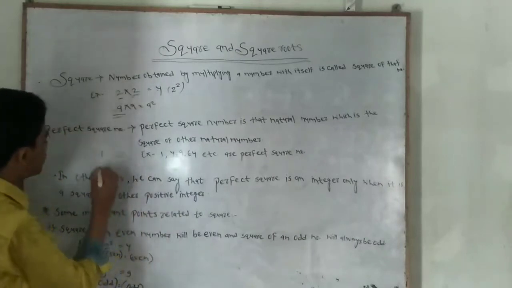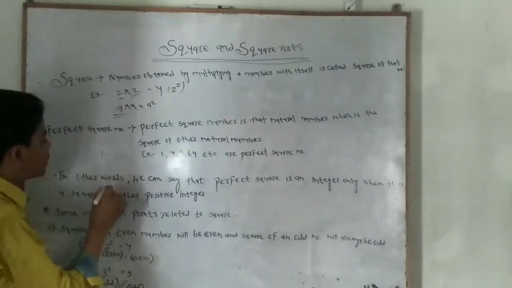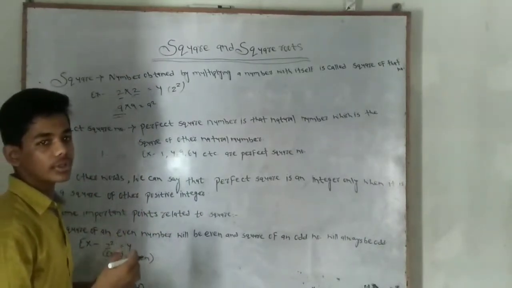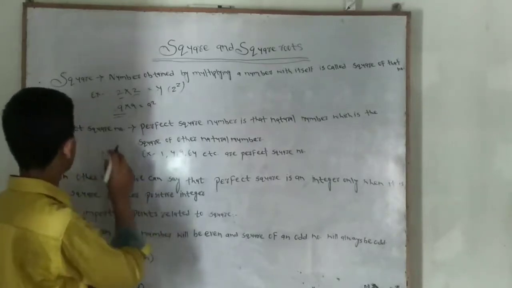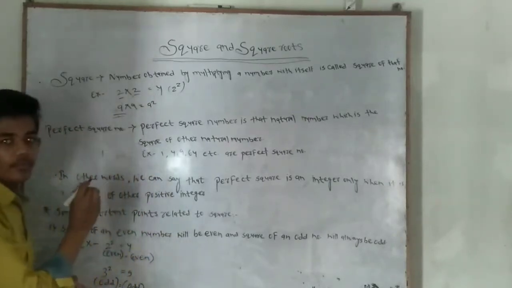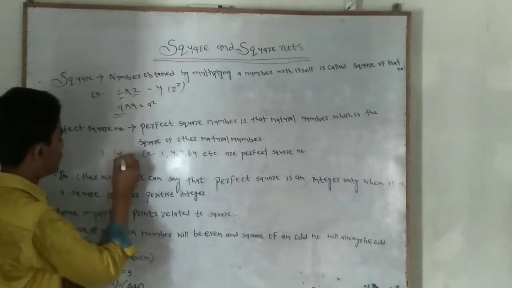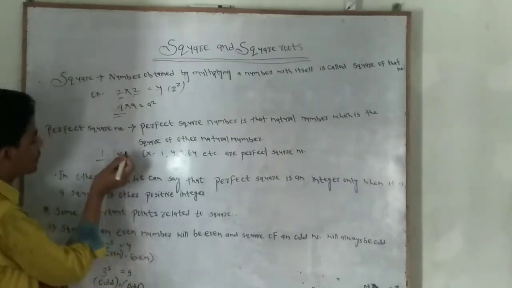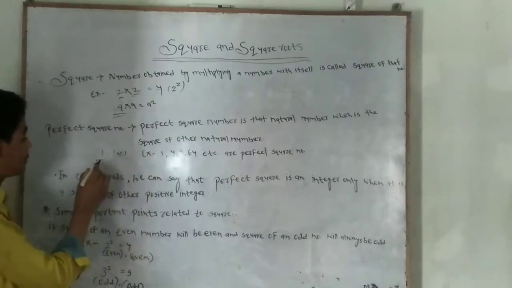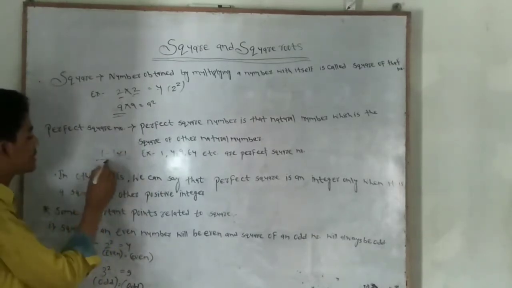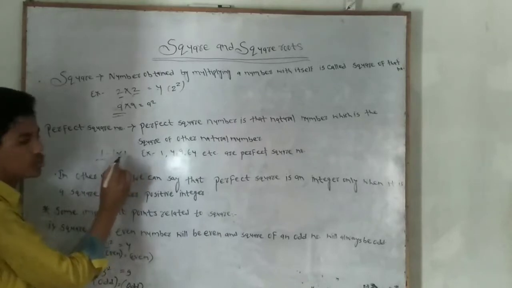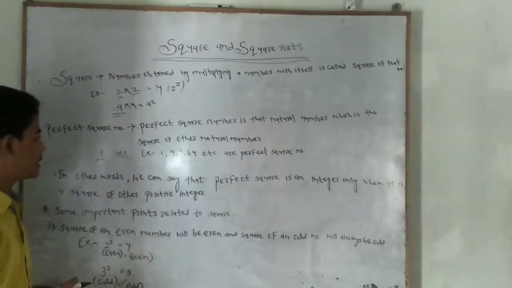Because for 1, we can easily get the square root. If we are asked to get the square root of 1, then 1 into 1, or 1 square, the value will be 1. It means 1 is the perfect square of this natural number.